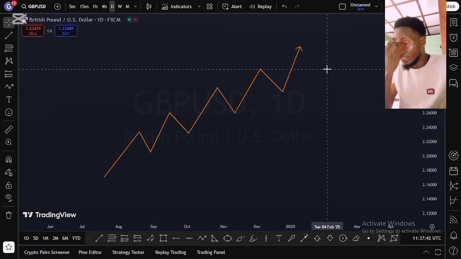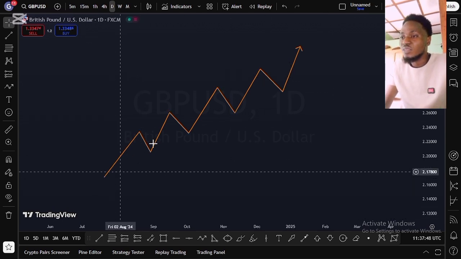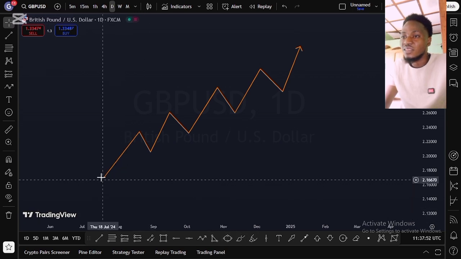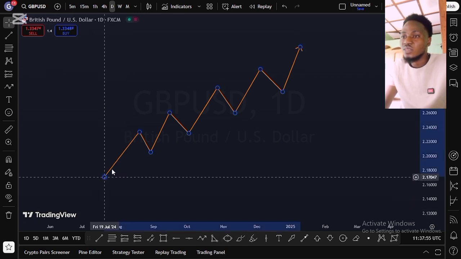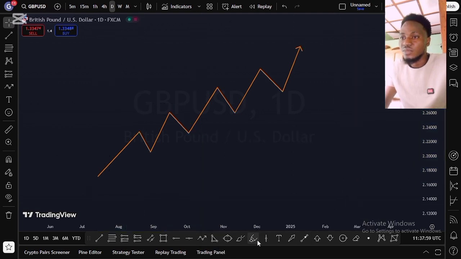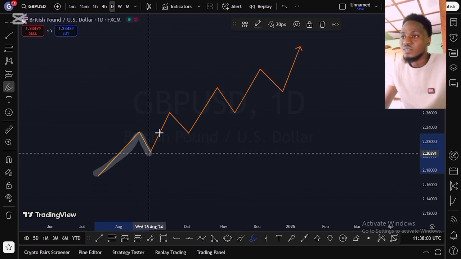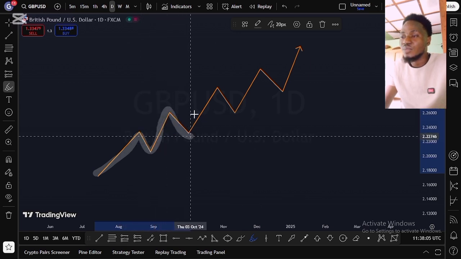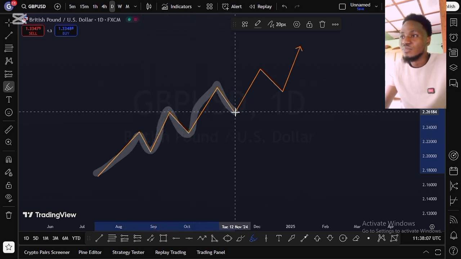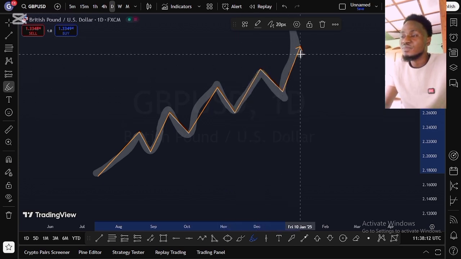Good. Right now we have this structure that is moving to the upside with a lot of momentum, so much impulsive move. What I mean by impulsive move is the main move of the market. Something like that. Sorry, that was my internet messing up. So this is an impulse, then a correction, impulse, correction, impulse, correction, impulse.